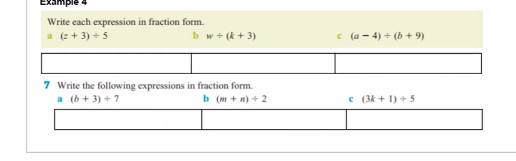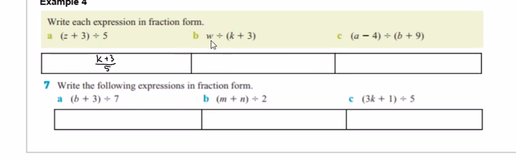The final example has a couple of expressions which we need to write in the fractional form. We just need to be careful with how we write them because they involve multiple terms. So k plus 3 divided by 5. If we would write this properly, we have to write it as k plus 3 all over 5, like that. You must make sure that the k and the 3 are all over 5.